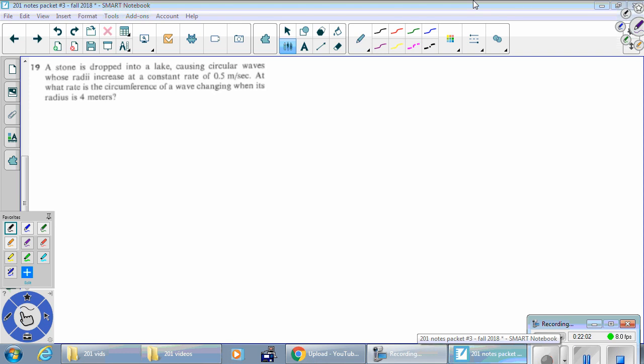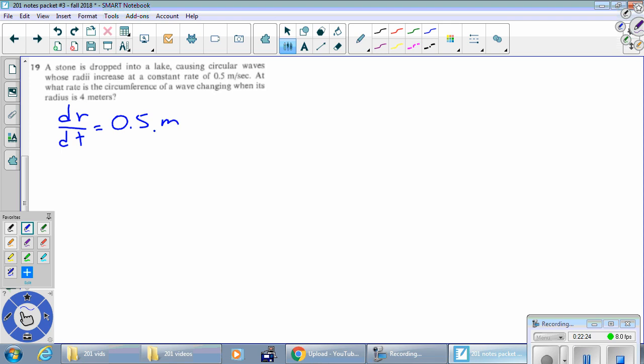A stone is dropped into a lake, causing circular waves whose radii increase at a constant rate of 1/2 of a meter per second. At what rate is the circumference of a wave changing when its radius is 4 meters? Okay, you can draw a picture if you want. It's just going to look like a circle. It says the radii are increasing at 1/2 of a meter per second. Super, that's dr/dt, 1/2 of a meter per second. At what rate is the circumference changing? Excellent, that's what we want to find. dC/dt. At the moment when the radius is 4. So at some point the radius is going to be 4 meters, although we can't fix that too early.